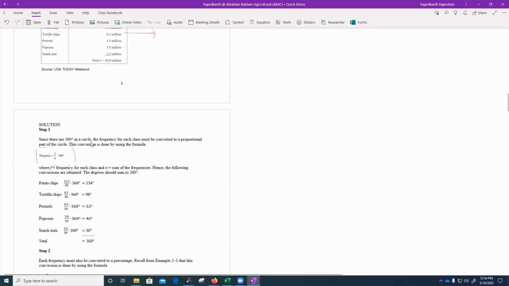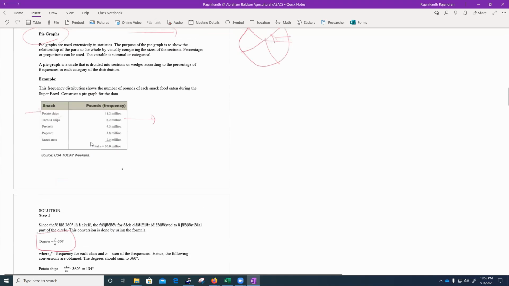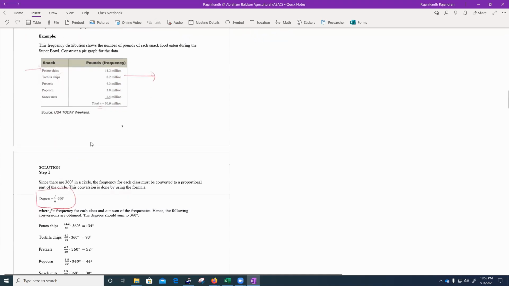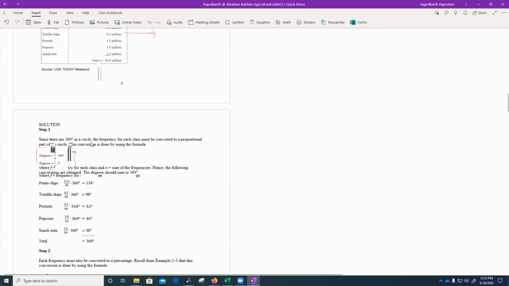If you want to find the degrees for the corresponding frequency, take the corresponding frequency value over n. N is nothing but the total number of frequencies, right? You simply add all the frequencies and find the total, which is n. In this problem, my n is 30. After finding this n, you simply use this formula to find the degrees for each variable.